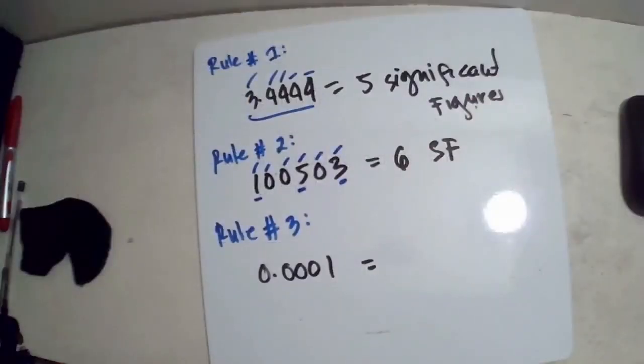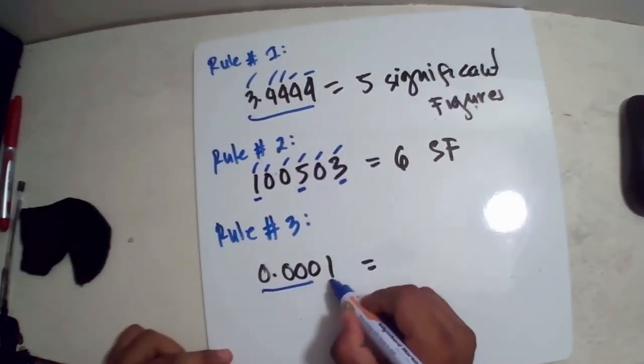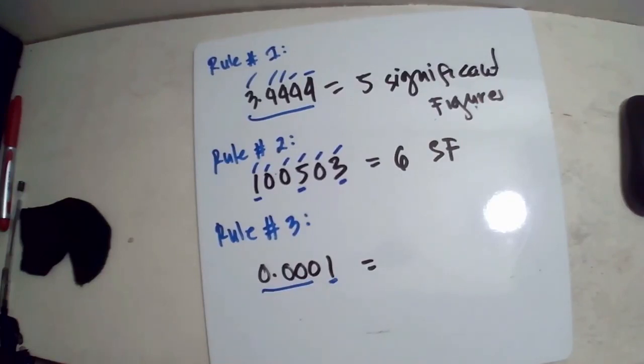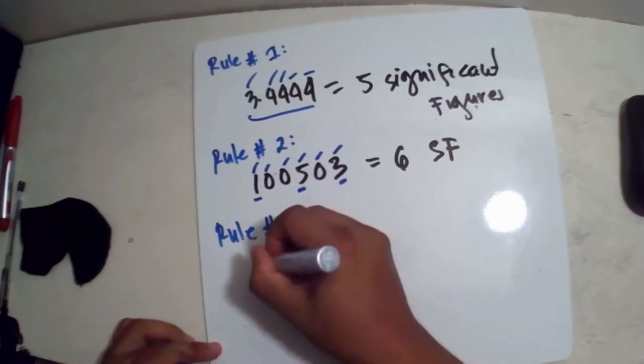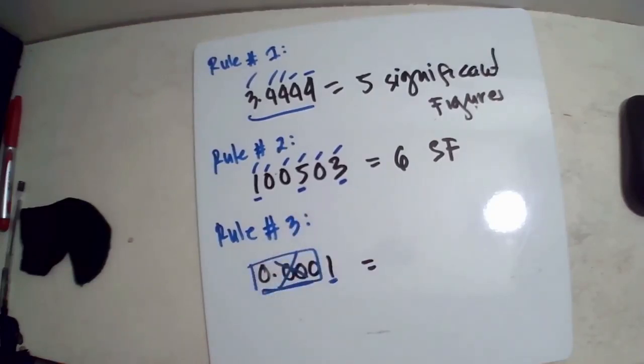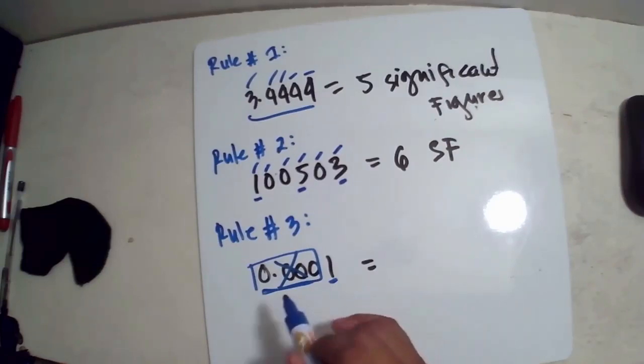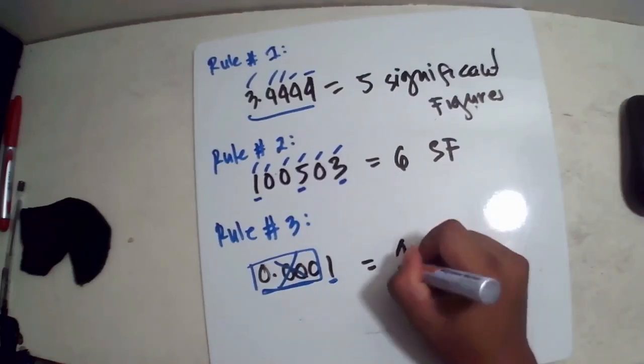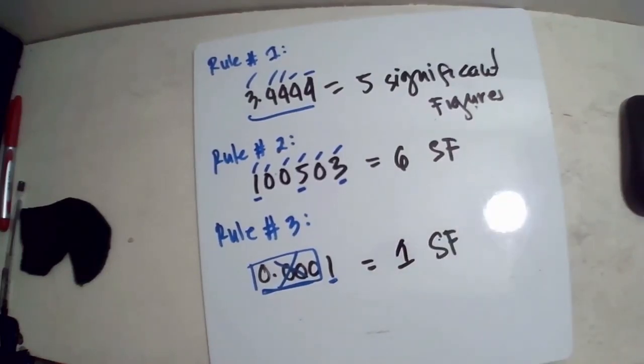That is why zeros before a non-zero digit are not significant. So these zeros here cannot be counted as significant. It's because of rule number 3. So how many significant figures do we have in this series of numbers? Only one significant figure. So that's for rule number 3.